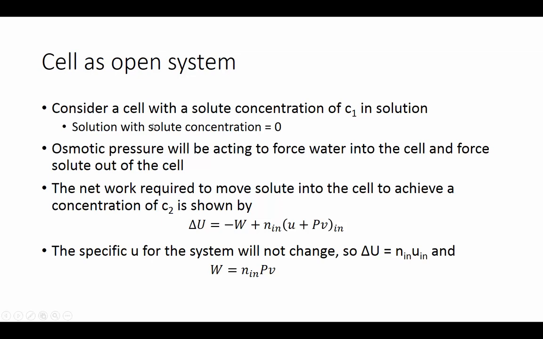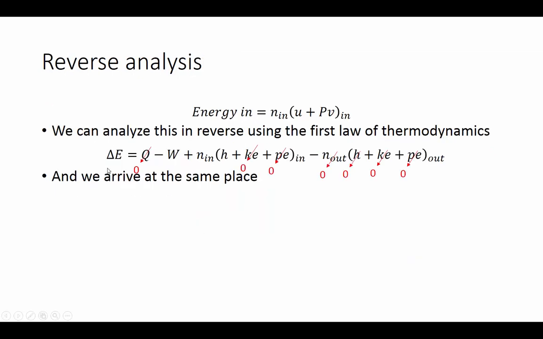So we consider a cell with a solute concentration of C1 in solution. And that solution has a solute concentration of 0. So C1 is non-zero, the solution is 0. Osmotic pressure will be acting to force water into the cell and force solute out of the cell. The net work required to move solute into the cell to achieve a concentration different from C1, C2, is shown by this. And delta U is the internal energy, same as delta E on this slide here.